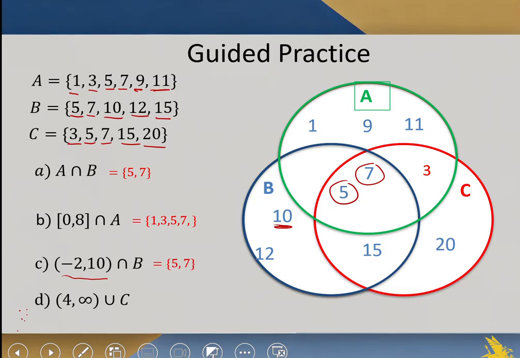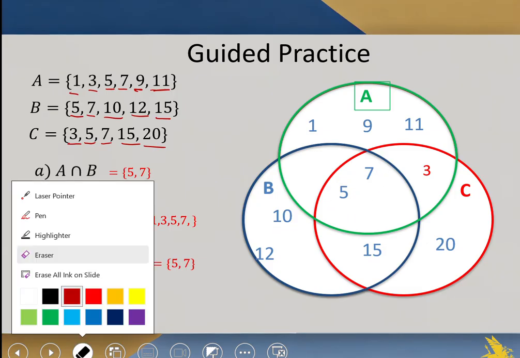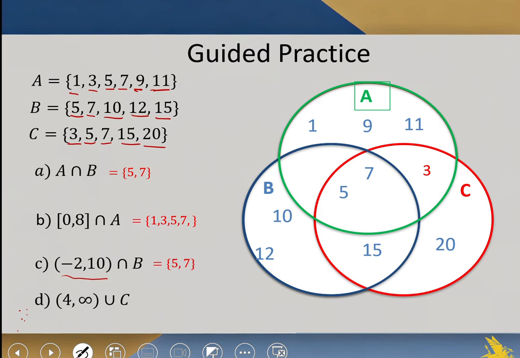The next part is C. It's saying 4 to infinity. It's not including 4 here. And union C. So this has got union C. I'm just going to circle in if it's less than that, which is 3. 20, 15, 5, and 7 will be included in this part right here. So then I'm just rewriting it, but instead of saying union C, I'm going to say union 3. So 3 union, then I've got my brackets 4, comma, to infinity.